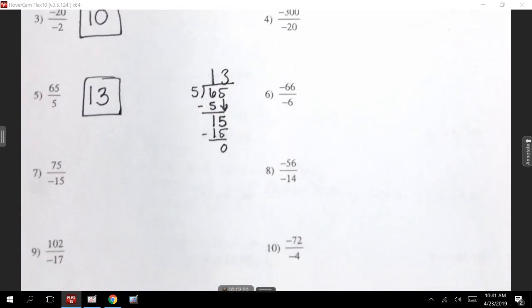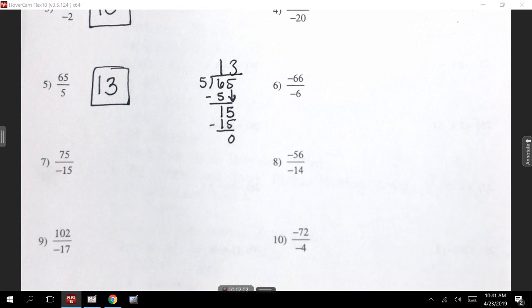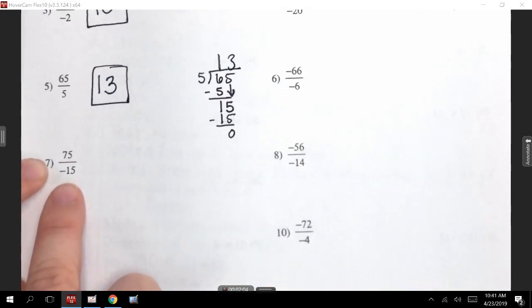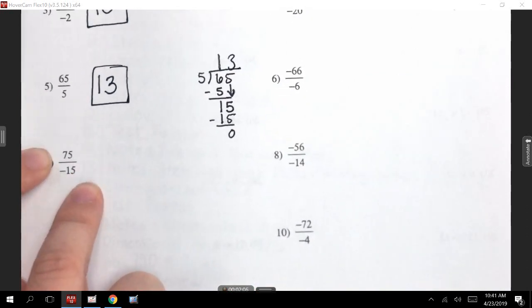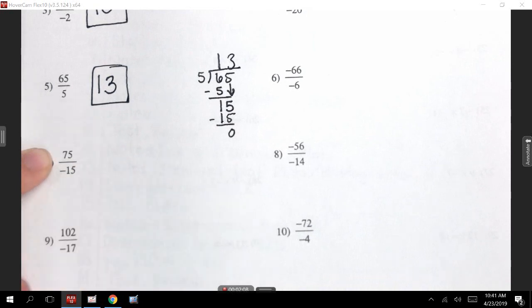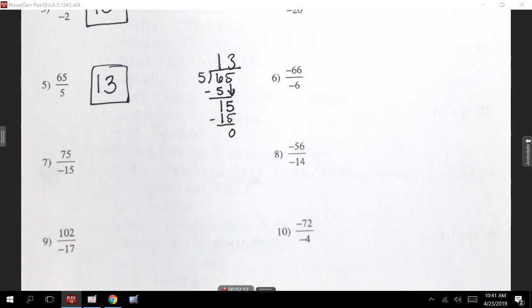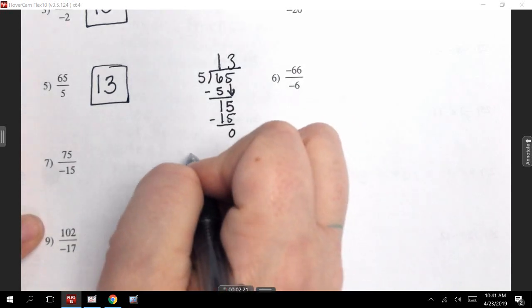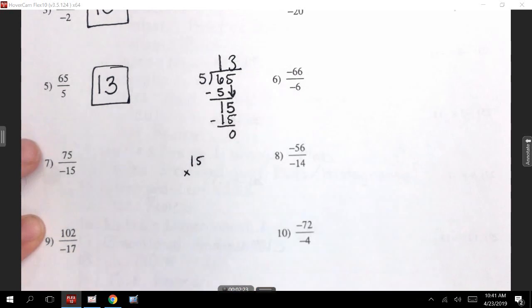All right, number 7. So number 7 is kind of a tricky one. I'm looking at 75 divided by 15. All right, this is probably one I might not know in my head. Guys, can 15 go into 75 more than 9 times? No, if I look at 10, that's like 150. So what I'm going to do is I'm going to kind of go over to the side, and I'm going to think of numbers like 15.